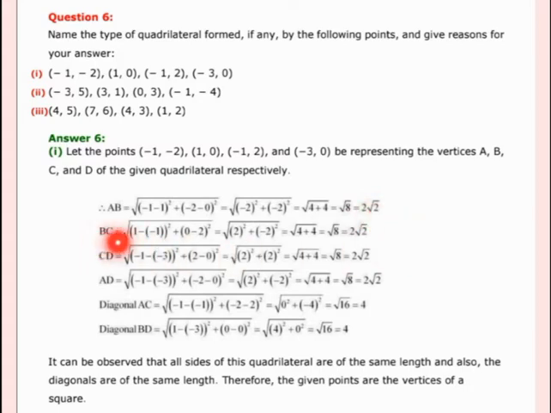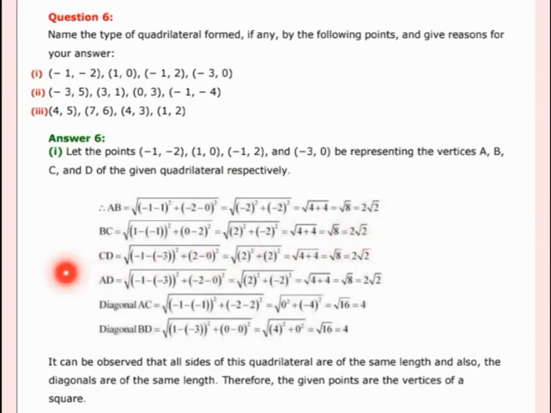Similarly, find the distance for B and C points, second and third points. Again apply the formula: under root (x1 minus x2) whole square plus (y1 minus y2) whole square. (1 minus -1) whole square plus (0 minus 2) whole square. Here you can see there are 2 minus signs. One is for the formula and the other is the x coordinate. After solving this you will get under root 8, which is equal to 2 root 2.